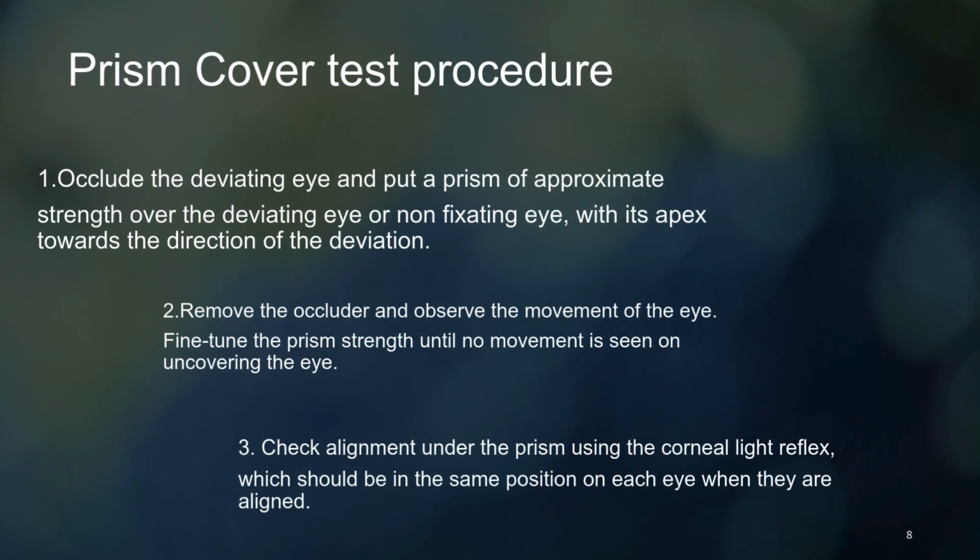1. Occlude the deviating eye and put a prism of approximate strength over the deviating or non-fixating eye, with its apex towards the direction of the deviation. 2. Remove the occluder and observe the movement of the eye. Fine-tune the prism strength until no movement is seen on uncovering the eye. 3. Check alignment under the prism using the corneal light reflex, which should be in the same position on each eye when they are aligned.